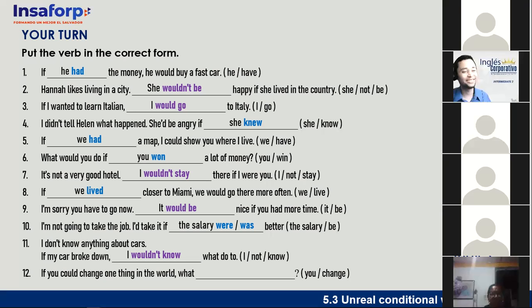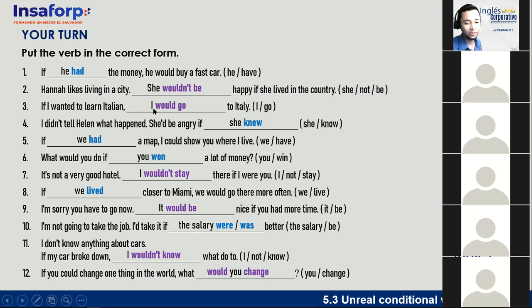Okay, Zulma, veamos. If you could change one thing in the world, what would you change? Correct. That is correct. Thank you, Zulma. Ahora, si nos fijamos todos, primero ocupa would y luego you. ¿Por qué? Porque es una pregunta. What would you change? Ok, excelente.